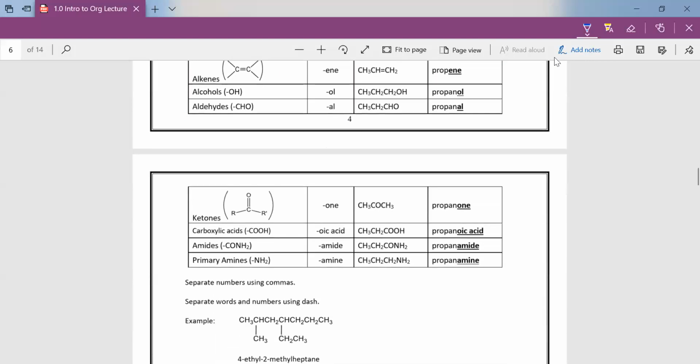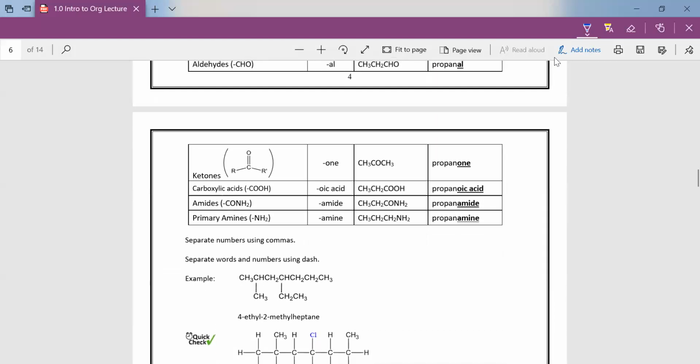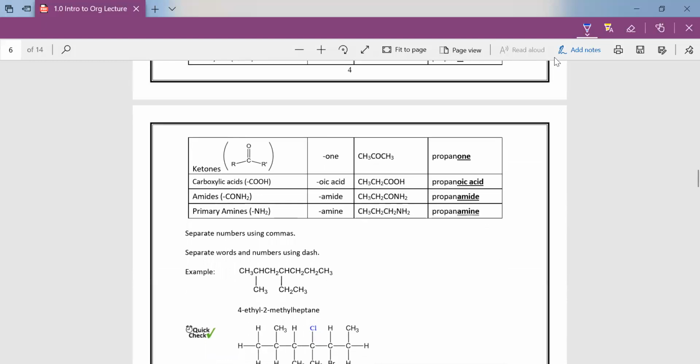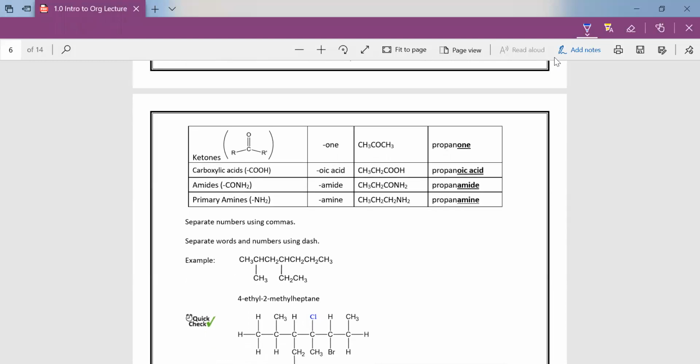Then we also have your ketones, which will end with one, carboxylic acid, which will end with oic acid, like propanoic acid, amide, it just ends with amide. Same thing with amine. And then we separate numbers using commas and separate words and numbers using dash.